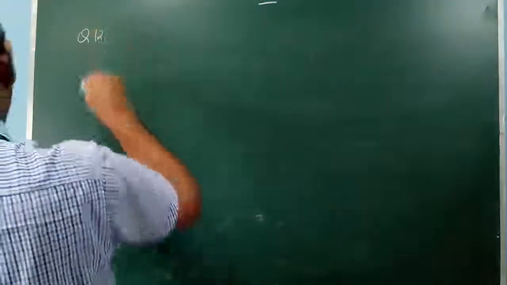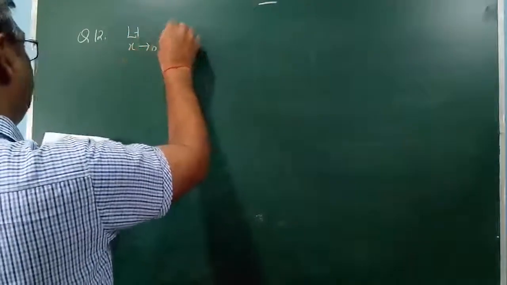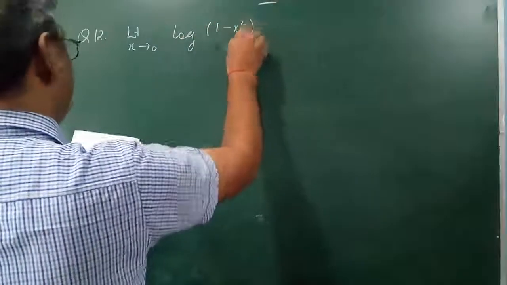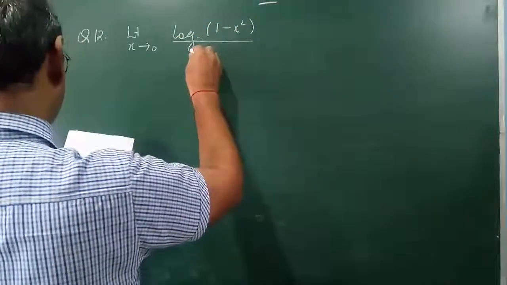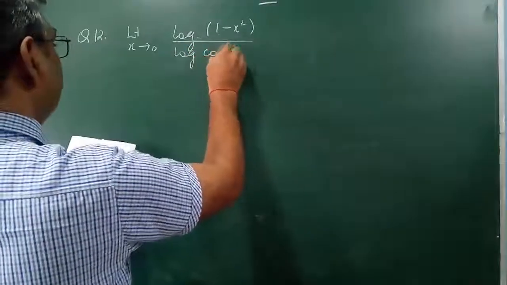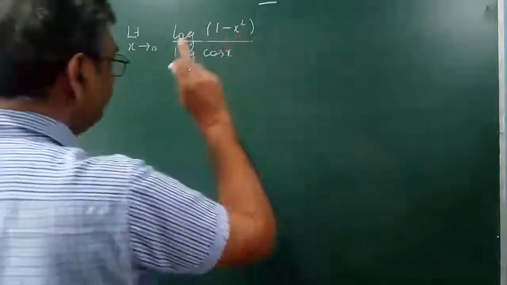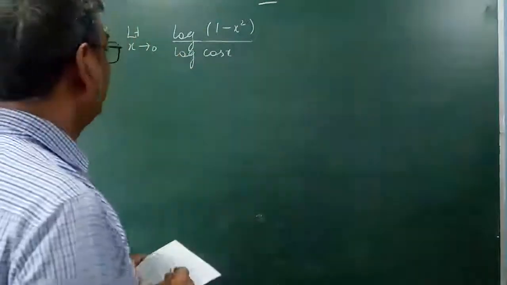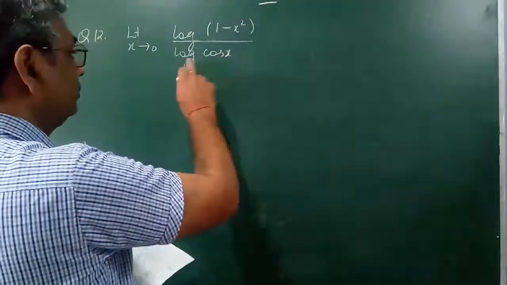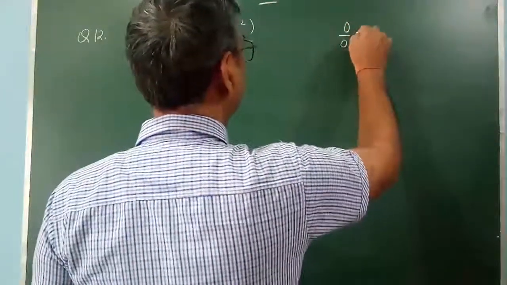Question number 12. Limit x tending to 0, log(1 minus x square) upon log cos x. If I put 0 here, it is log 1, the value of log 1 is 0, and cos 0 is also 1, so log 1 is 0. So, this is which form? 0 by 0 form.